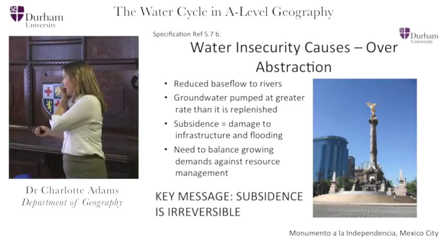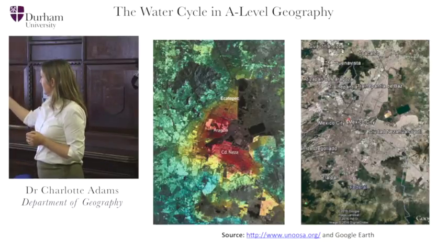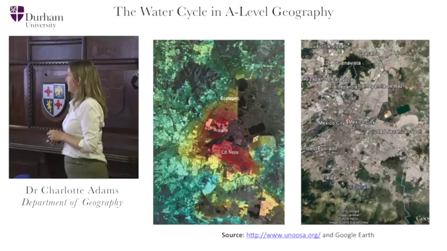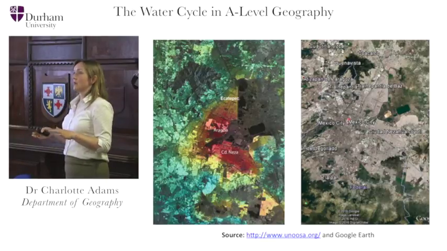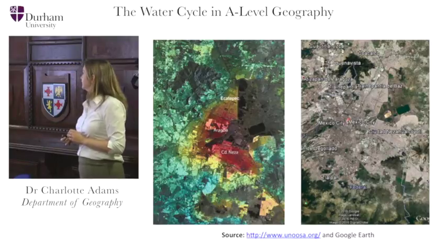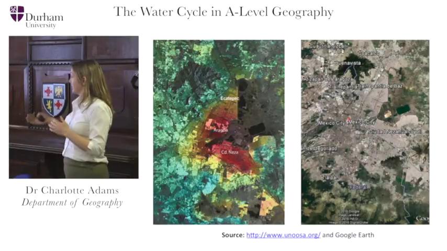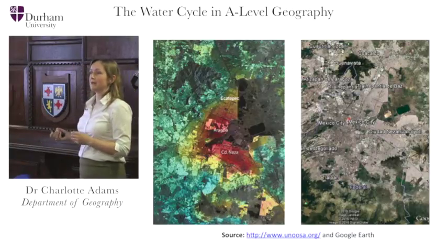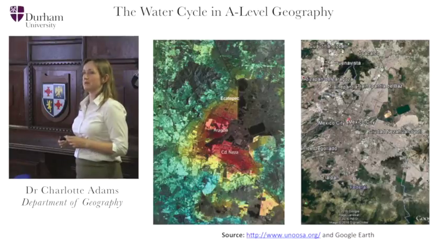Other impacts as well. Out to the east there's this lake, and that lake now sits 1.8 metres above the city. So you can see that things like flood risk are increased as well. And once you've got the water out of the system, it's very difficult to get it back in. Once you've removed that water, it's really hard to repressurise that aquifer.